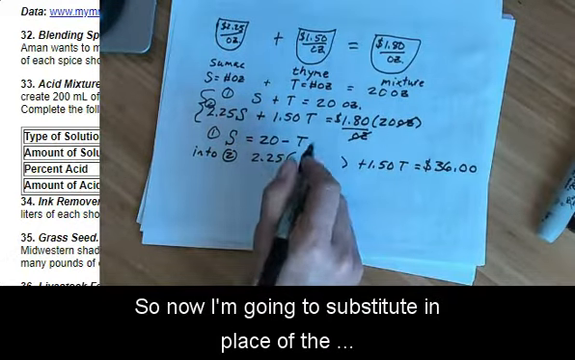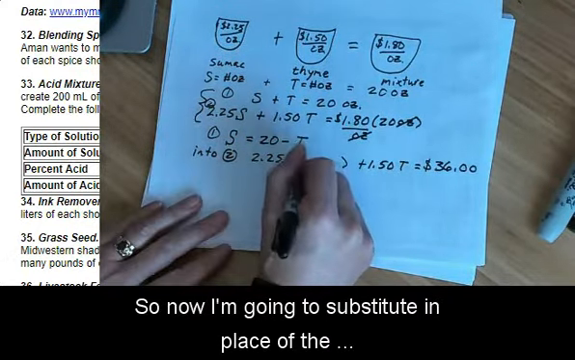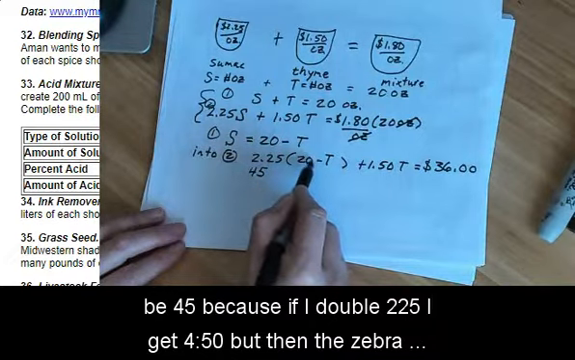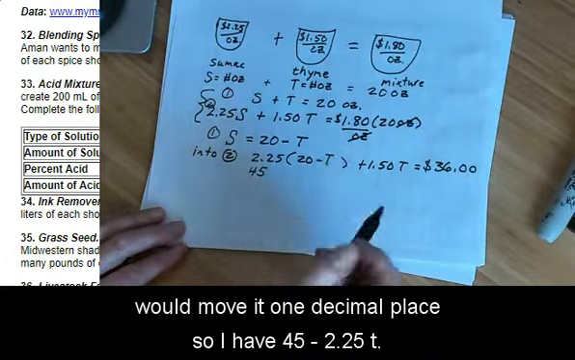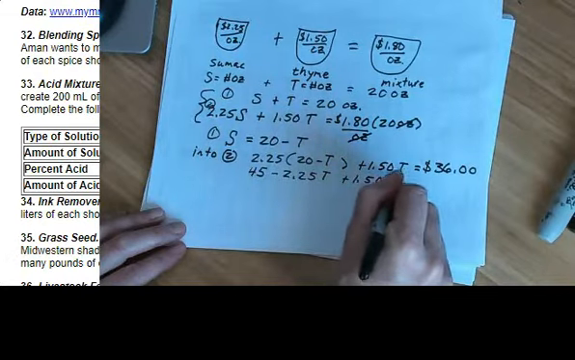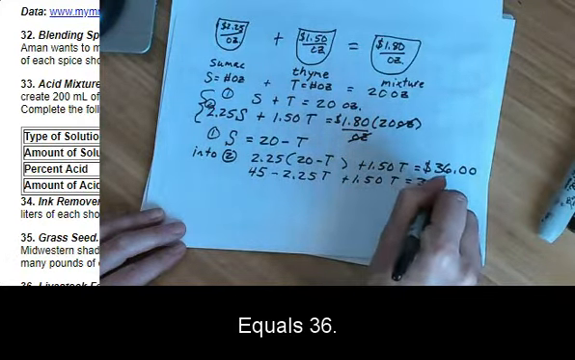So now I'm going to substitute in place of the S, 20 minus T. 2.25 times 20 would be 45, because if I double 225, I get 450, but then the 0 would move it 1 decimal place. So I have 45 minus 2.25T plus 1.50T equals 36.